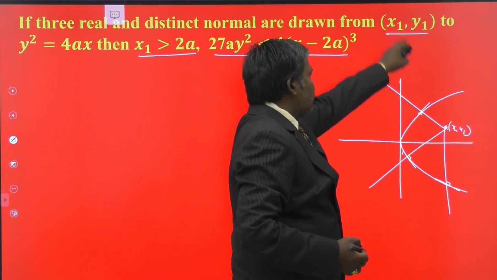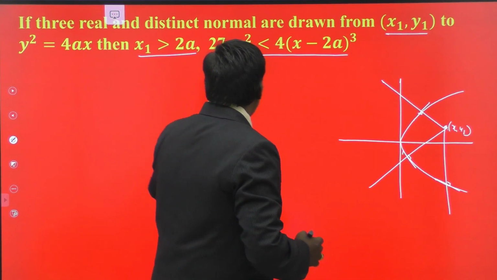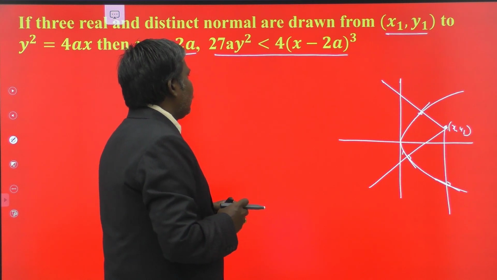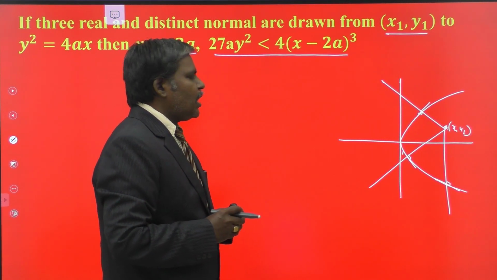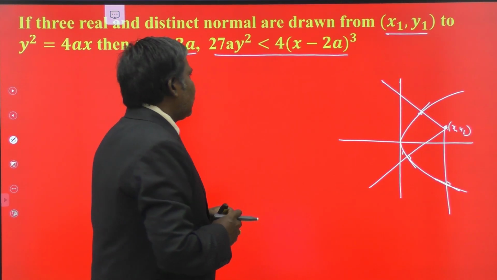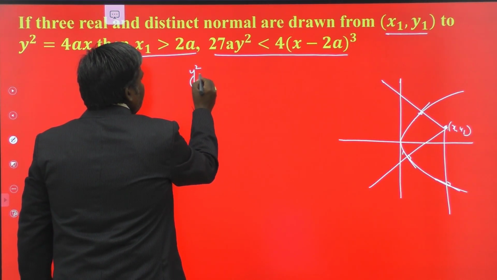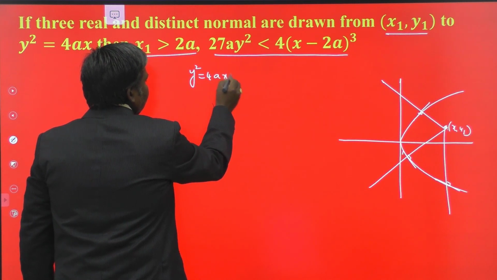Suppose this is your point (x1, y1). You have to prove that x1 is greater than 2a and 27ay² is less than 4(x − 2a)³. How to derive this one? What is the equation of your parabola? y² = 4ax.